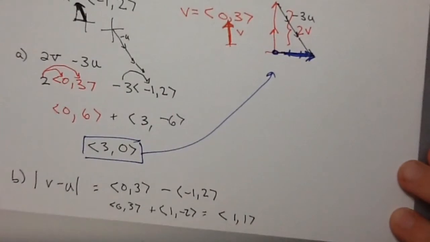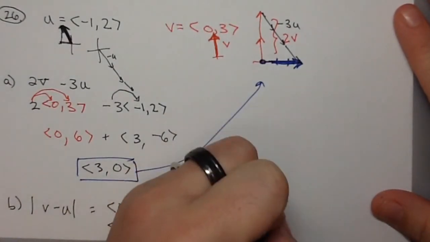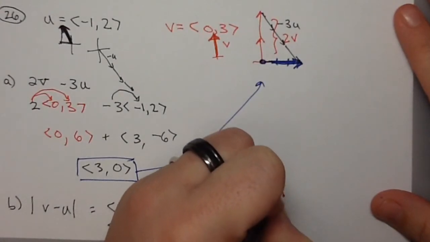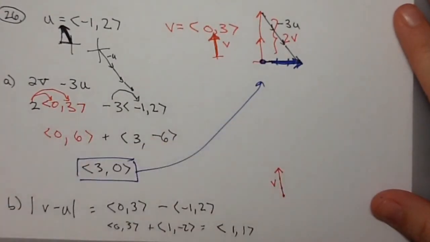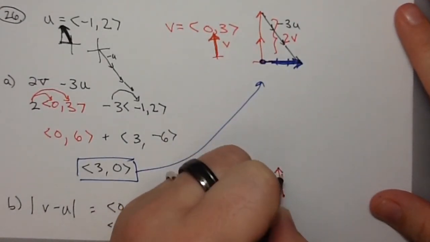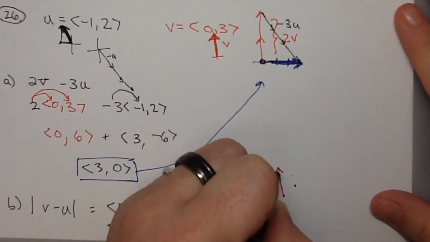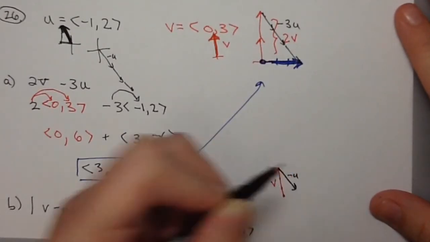But they didn't ask us to do this in component form. They asked us to find the magnitude. So I really like doing these vector sketches, so that's what we're going to do first. We've got v, which is 1, 2, 3 up, right? So that's v. And then minus u is 1 over and 2 down. So starting here, we go 1 over and 2 down. So we are here. That's minus u.